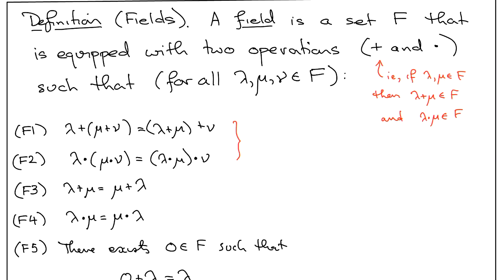Okay, that's kind of a little bit hidden there, just to be clear though. So these first 2 axioms, does anyone know what they're called? Yeah, good, associativity of both operations. These ones here are good, commutativity of both additions, both operations.